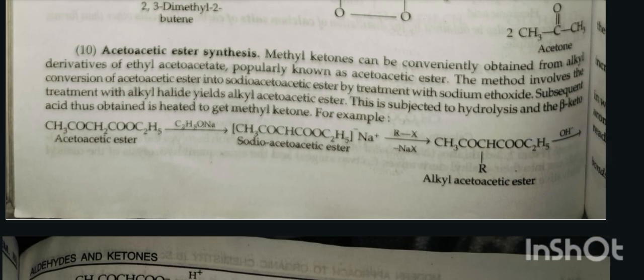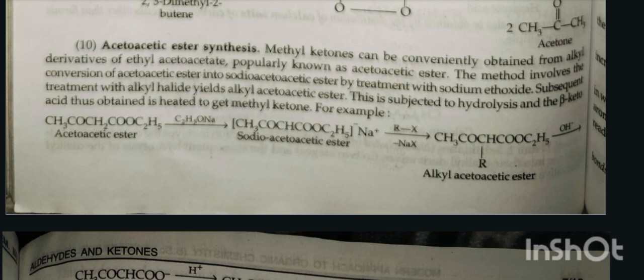Tenth, acetoacetic ester synthesis. Methyl ketone can be conveniently obtained from alkyl derivative of ethyl acetoacetate, popularly known as acetoacetic ester. The method involves the conversion of acetoacetic ester into sodio acetoacetic ester by treatment with sodium ethoxide. Subsequently, treatment with alkyl halide yields alkyl acetoacetic ester. This is subjected to hydrolysis and the beta-keto acid thus obtained is heated to get methyl ketone.